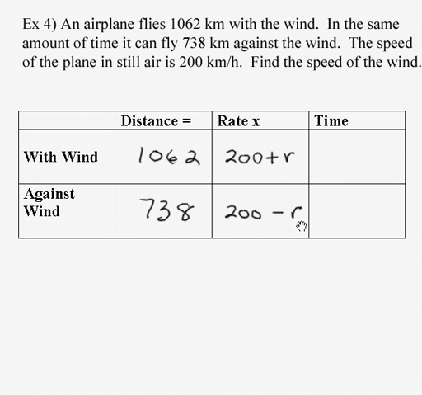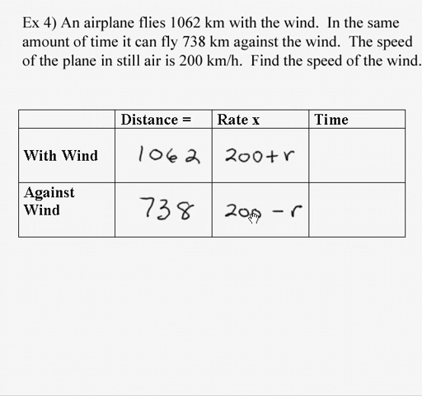Now be careful. If you wrote r minus 200, then that is implying that the wind is faster than the plane, and you can get in trouble if the wind is faster than the plane. You can't fly backwards. Time, well, we don't know much about time with the wind. Let's call that t. And time against the wind, we know that it's the same. So we know here that in the same amount of time, both of those are going to be t.